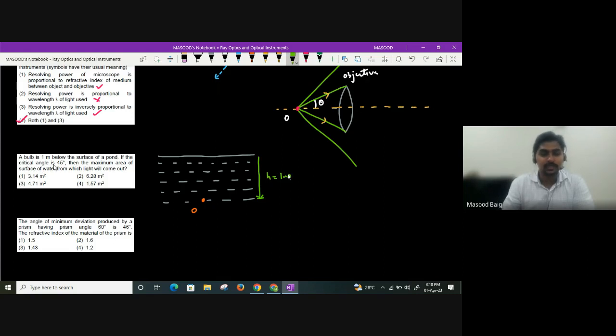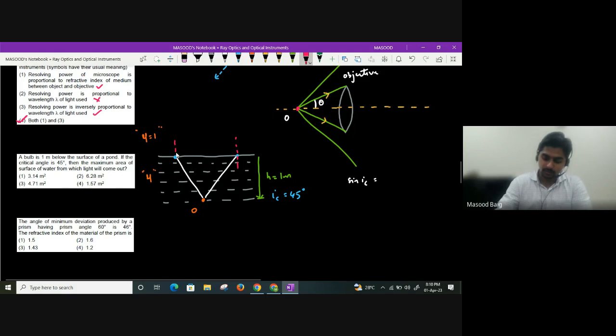What they have said: the critical angle is 45 degrees. The IC value is given to us, which is 45 degrees. If I assume that water has refractive index mu and the surrounding medium is 1, then how can I write sine IC? Again, light has to travel from denser to rarer medium. So from the object, you are going to have incident rays like this. That object can throw incident rays in all directions. I am showing only the two-dimensional case here, guys. This will be our normal, and this will be our normal.